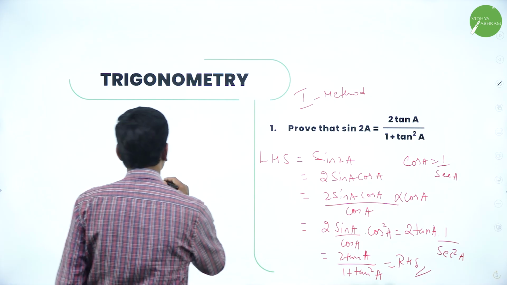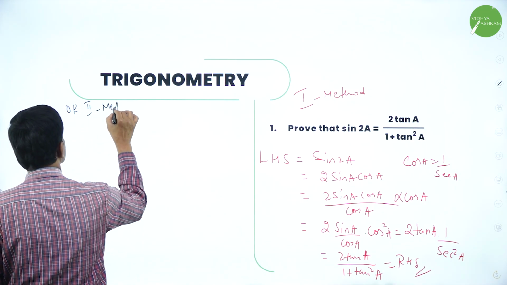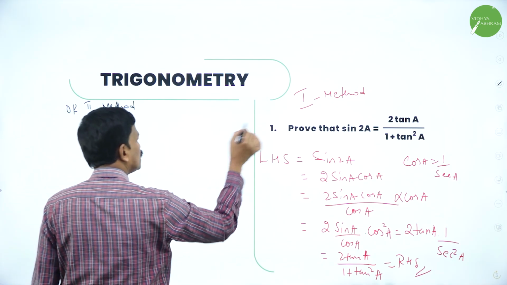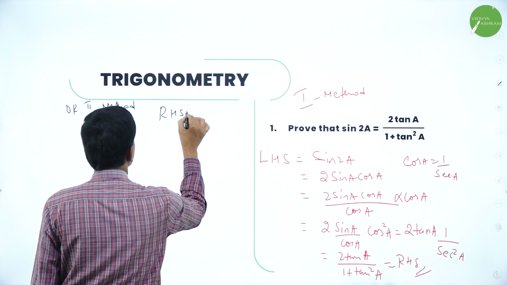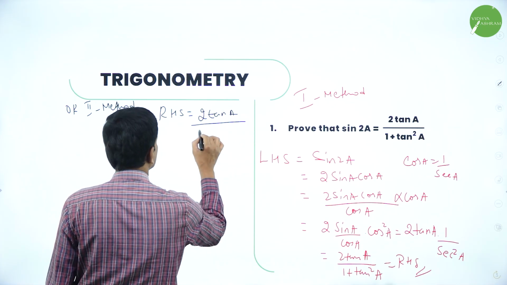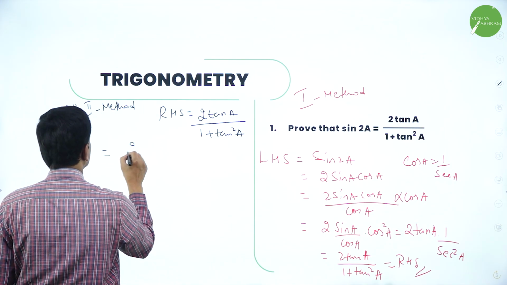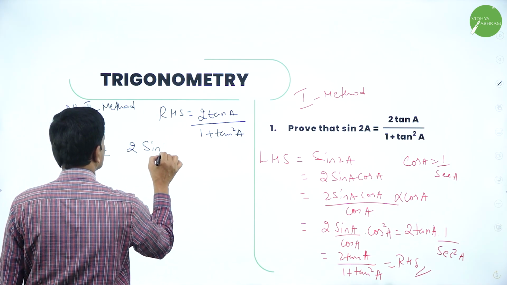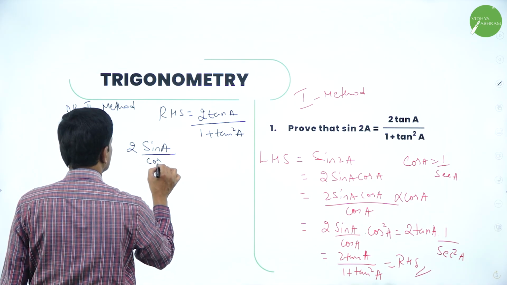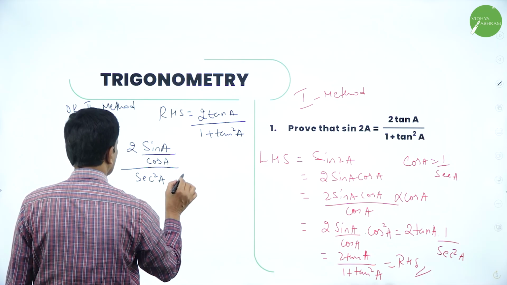Or second method. In the second method, take RHS. What is RHS? 2 tan a divided by 1 plus tan square a. So 2 into tan a can be written as sin a divided by cos a, divided by 1 plus tan square a, which is equal to secant square a.